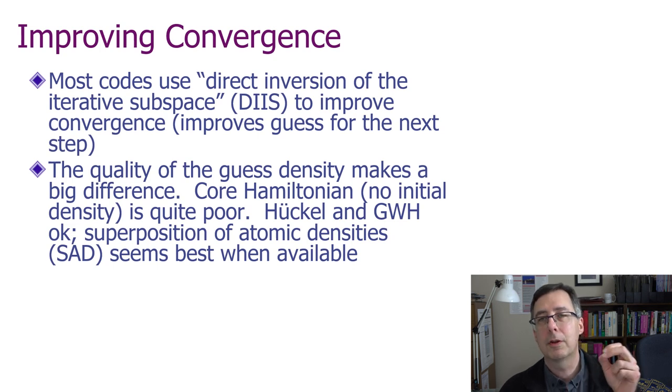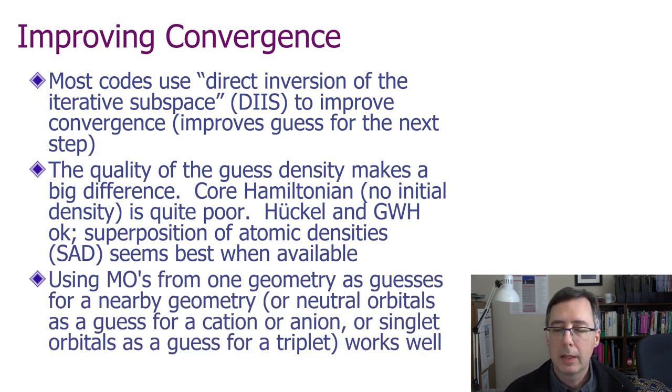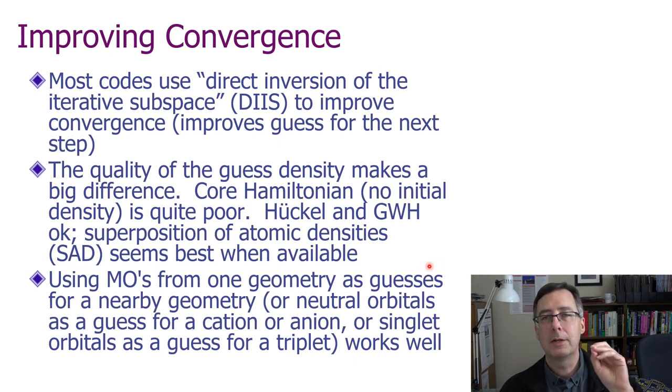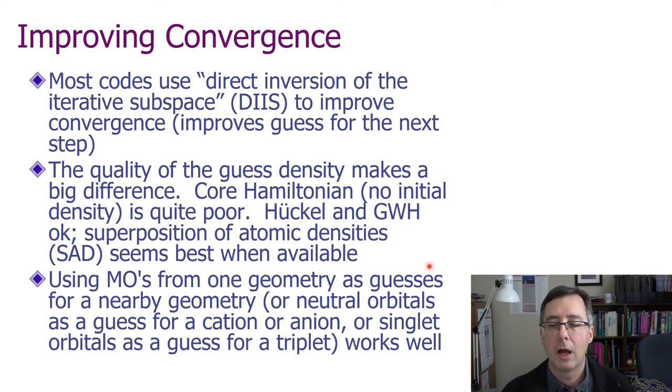If you're having trouble with convergence, one of the things to try is just tell the program to try a different one of the guesses it has in its menu and see if you get lucky. That's a little trial and error, but it's quick to try frequently as long as it's not a giant molecule. If you had a calculation converge at a different geometry, and if that geometry is nearby the geometry you're at, maybe your program allows you to project previous molecular orbitals onto a new geometry. And if it does, that can be a very good guess.